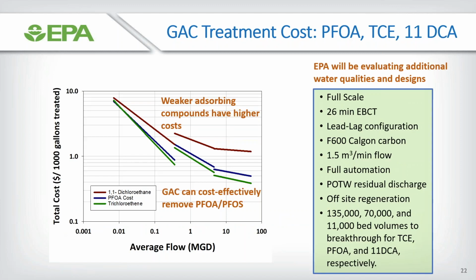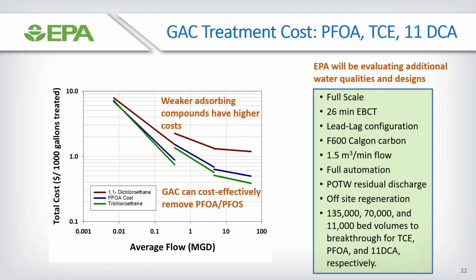So if we look at just some approximate costs based on different data that was already collected, we can see that the blue line here in the middle, which I'll try to get evidently, so the green is trichloroethane, so TCE. The PFOA, which is approximately breaking through at about 70,000 bed volumes for this specific example, or the 1,1-dichloroethane. So you see a snapshot of what those look like in terms of cost. And you see these three distinct shapes to the curve, and that's the smaller systems, medium-sized systems, and large systems. So the costing is actually broken down into those three sizes based on the average flow that would be expected.